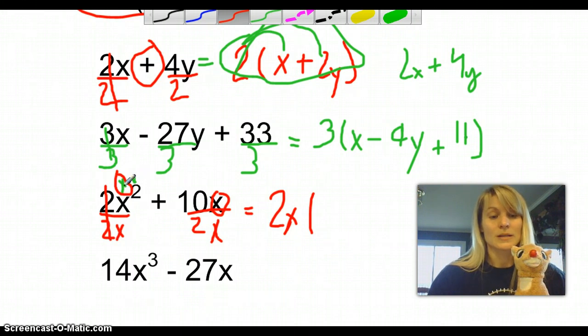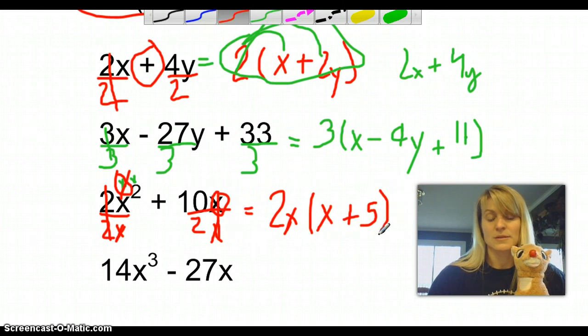Now, x squared is x times x. So I can cross off this x, and I'm left with 1x up here. So I'm going to bring that right here. Then I bring my plus over, and then I have 10 divided by 2, which is 5. And then here, x divided by x, which is just 1. So 5 times 1 is 5. And then this is my answer, 2x times x plus 5.